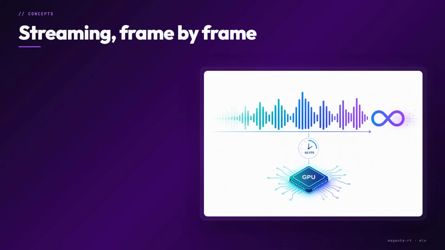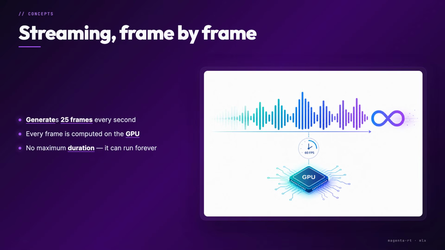The model is a streaming generator. It produces 25 frames every second, where each frame is a short slice of audio. Every frame is computed on the GPU, which is exactly why Apple Silicon matters here. Because it streams, there is no maximum duration. It can run forever. It does that by carrying a state between frames, remembering the recent musical past.